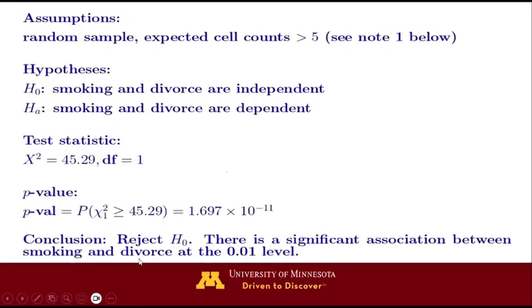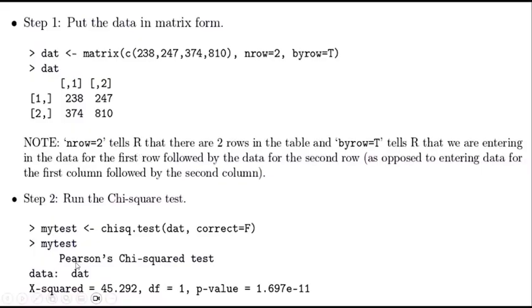And the next is you're going to go back to your assumptions, back to the steps. Step number 1 is the expected cell count assumptions. Then you write the hypothesis: H naught, smoking and divorce are independent; HA, smoking and divorce are dependent. Under the test statistic, you need 2 things: the chi-square test statistic value and the degree of freedom. That's already computed for you using R. All you need to do is to write them out.